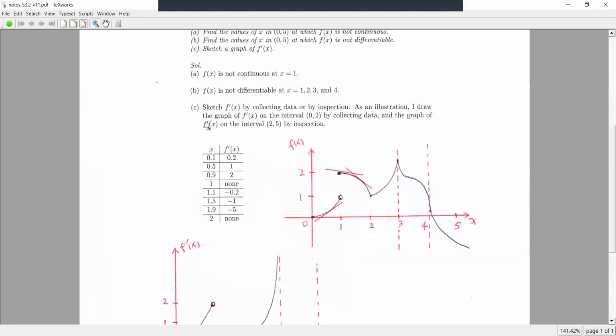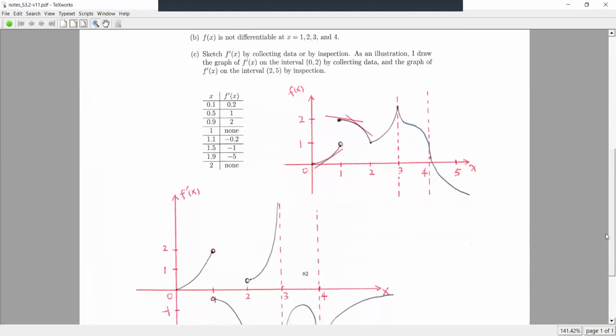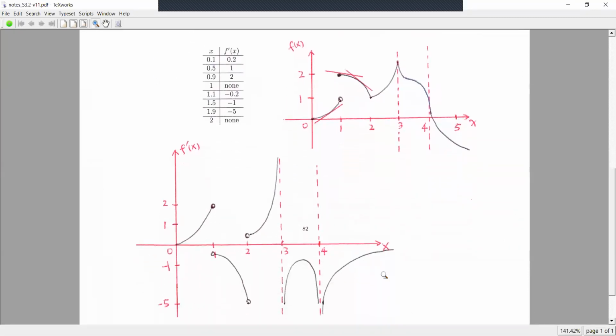Now plot these data points on the xy plane. Plot these data points on the xy plane. Then connect the points with a curve. Then this is a sketch of the graph of the derivative function on the interval 0 to 2.